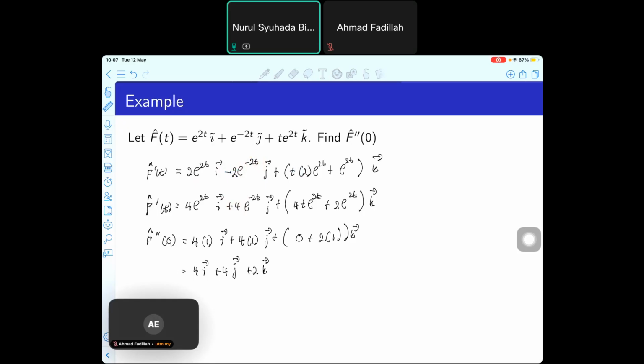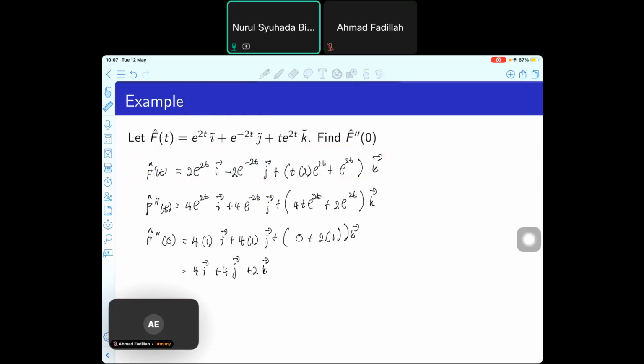Oh, sorry. My mistake here. So I think the previous one is already correct. So it should be a double integral. So actually I already computed the first integral over here. Sorry, this is the first derivative.